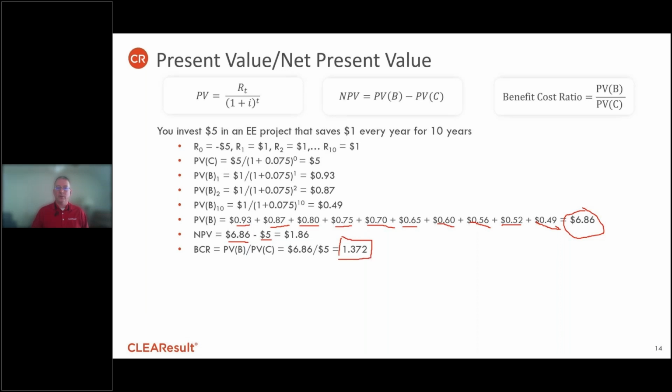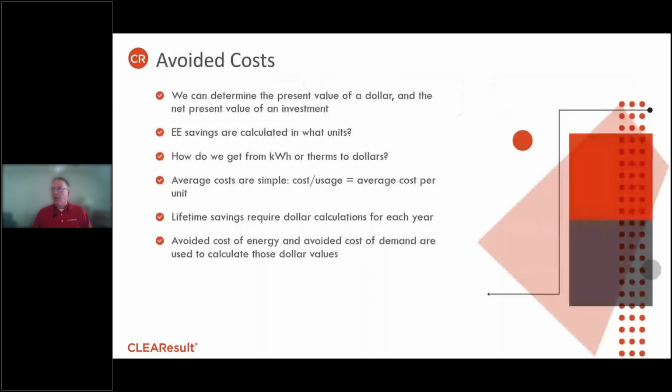So there's how we get to the number at the end of whatever test it is. So if this was a TRC, then we'd say now our TRC is 1.372. Recognize that it's not a TRC, it's just a generic example. But yeah, so questions about that before I get into avoided cost?